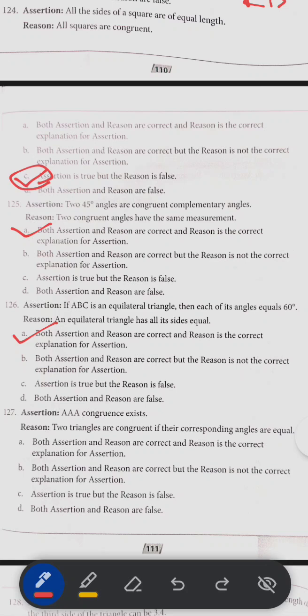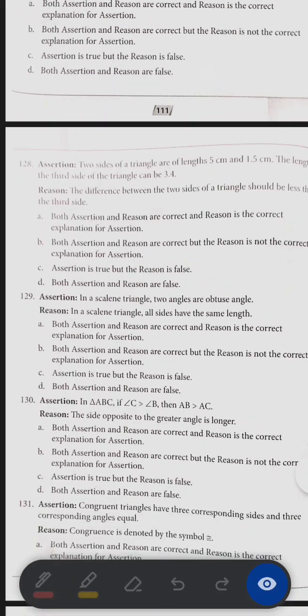Now, does congruency exist? No, that is false. Two triangles are congruent if their corresponding angles are equal? No, this is also false. So both the assertion and the reason are false. Option D is the correct answer. Now, come to the next question.